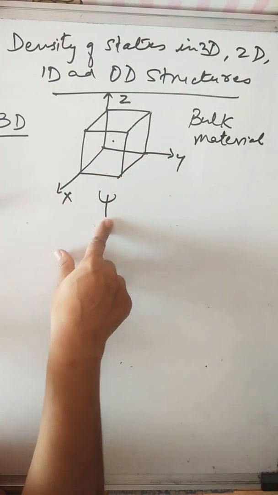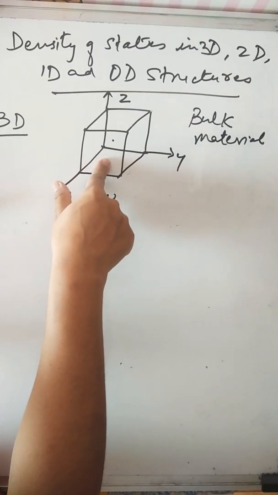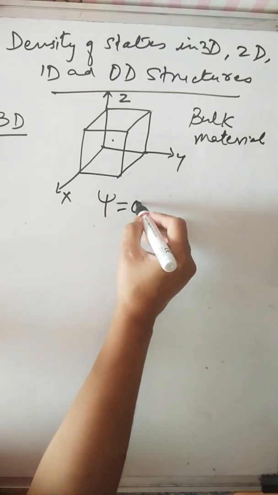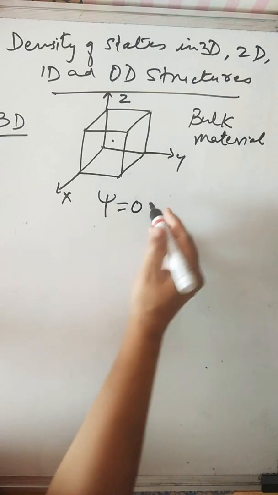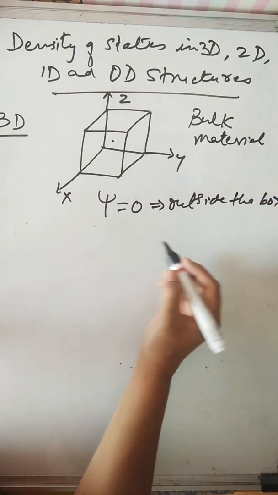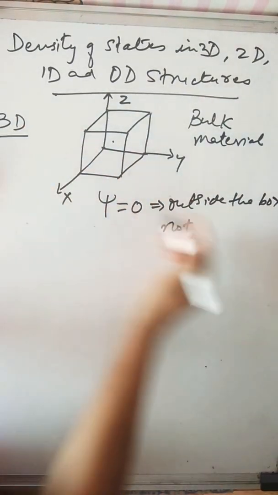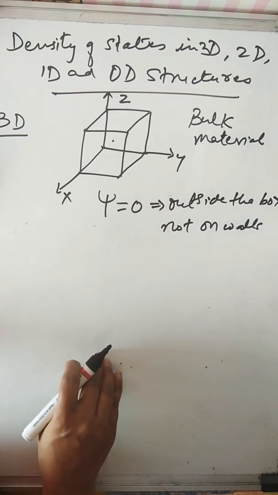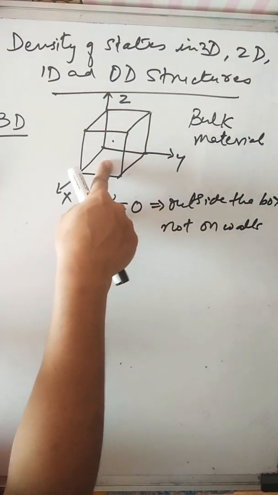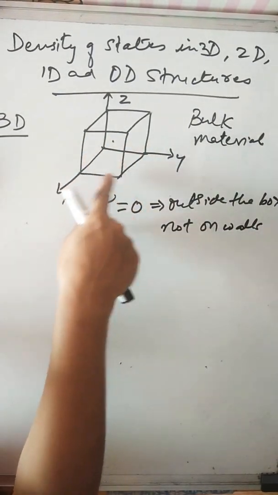So in a 3D structure, when we are talking about the density of states, we have to understand that the particle cannot reside outside the box. It should be inside the box, and it should not be on the walls. So what is the condition for the wave function? The wave function should be zero, meaning the particle should not be outside the box, and secondly, it should not be on the walls. These are the two conditions that should be followed for a 3D structure, so the particle can only be within the box, in which we are going to find the density of states of this three-dimensional structure.